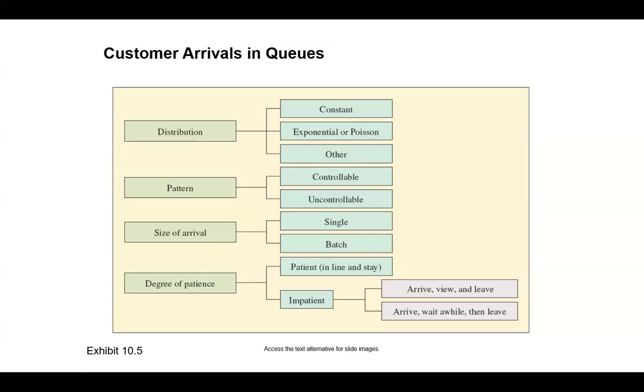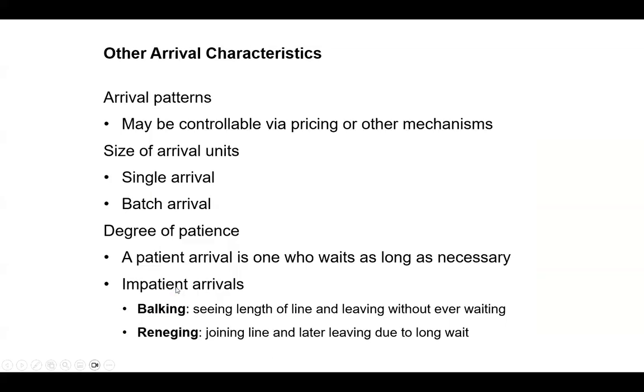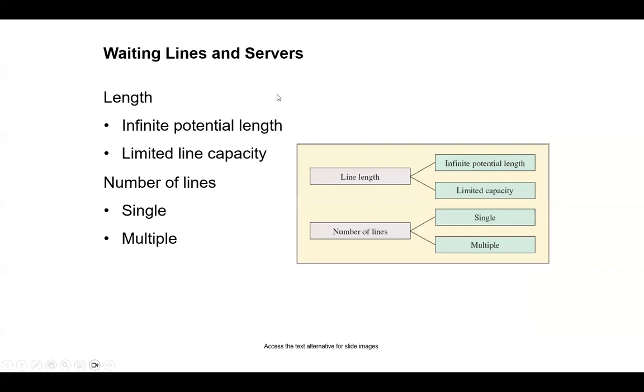And these are all the 5 factors we consider for the first part, arrival. So we consider population, distribution, pattern, size of arrival, and degree of patience. And the next thing I'd like to introduce is about in the system.